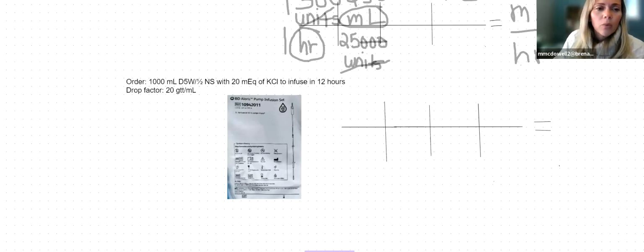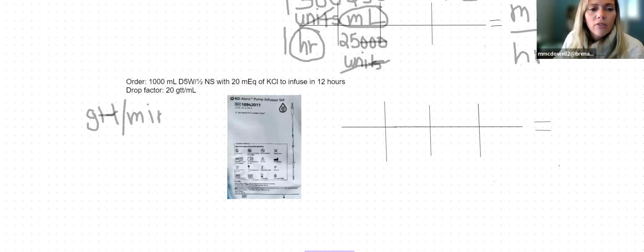Okay, so with this one, we have our order, 1,000 milliliters or 1 liter of D5W half normal saline with 20 mEq of KCl. So it's got a little bit of potassium in it, and it's supposed to infuse over 12 hours with a drip factor of 20 drips per mL. Now it's asking us, how many drips per minute are we going to have to give? So the question is, how many drips, gtts, per minute?